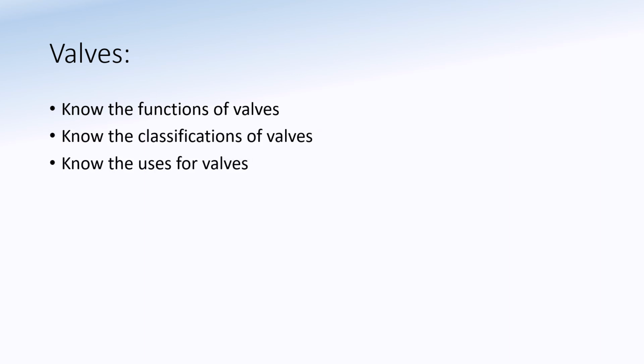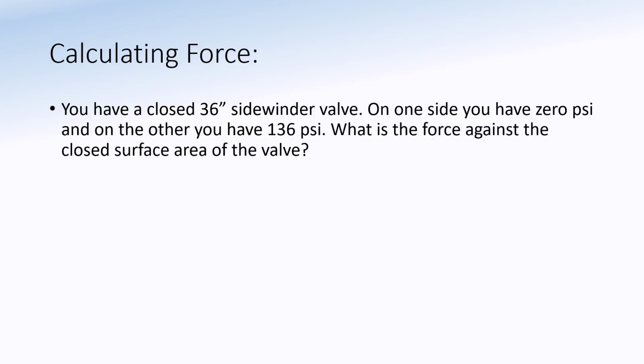Valves. Some of the topics we covered on valves were functions, classifications, the uses, and then how to calculate force. So here we go, let's calculate some force. You have a closed 36-inch sidewinder valve. On one side, you have 0 psi. On the other, you have 136 psi. What is the force against the closed surface area of the valve?